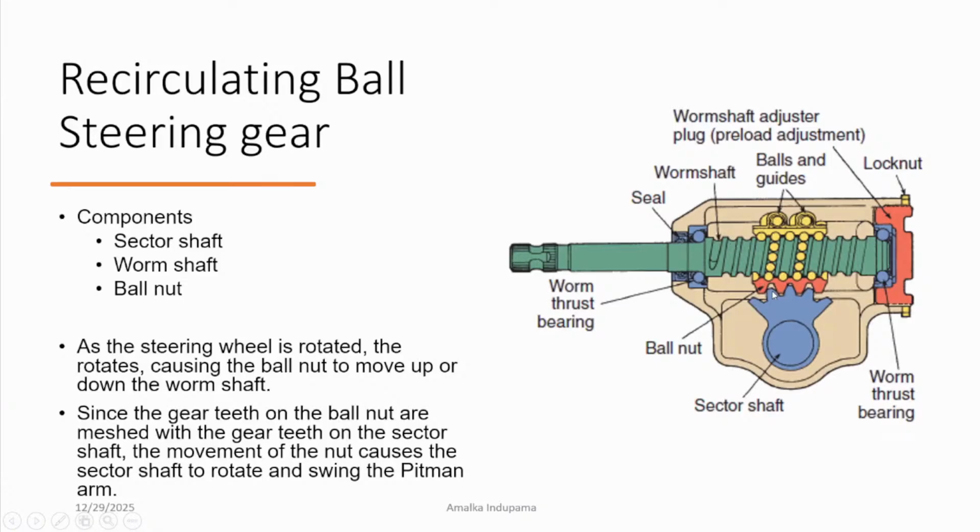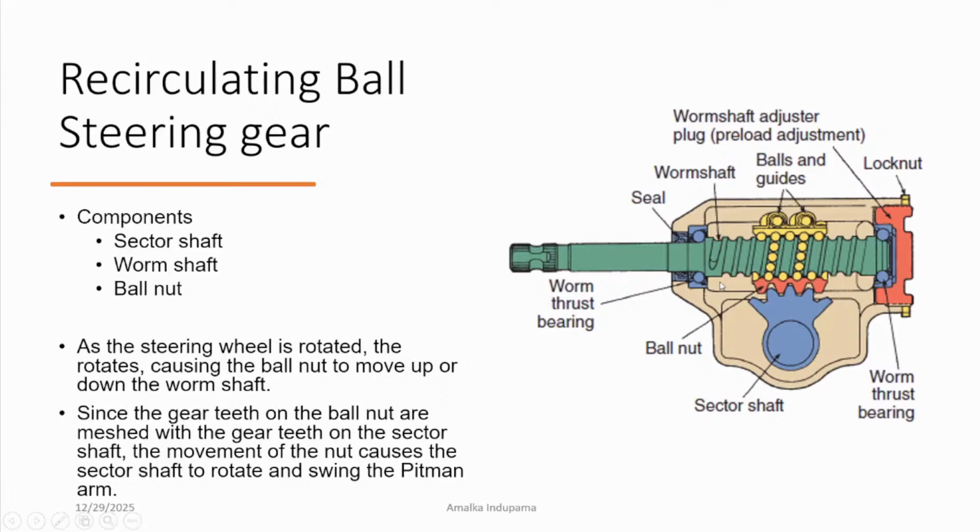Then you can see that there is a gear mechanism. So, following the gear mechanism, this output shaft or sector shaft will rotate, right? This output is connected to our steering linkage. Then the motion will be transferred to the steering knuckle and the wheels, right? So that is the operation principle of a recirculating ball steering gear.